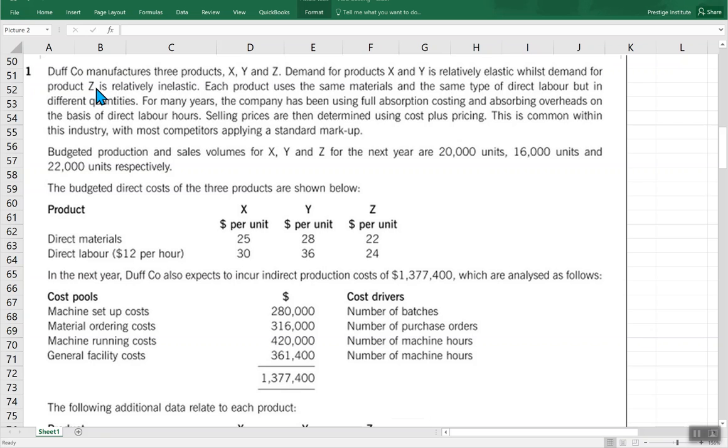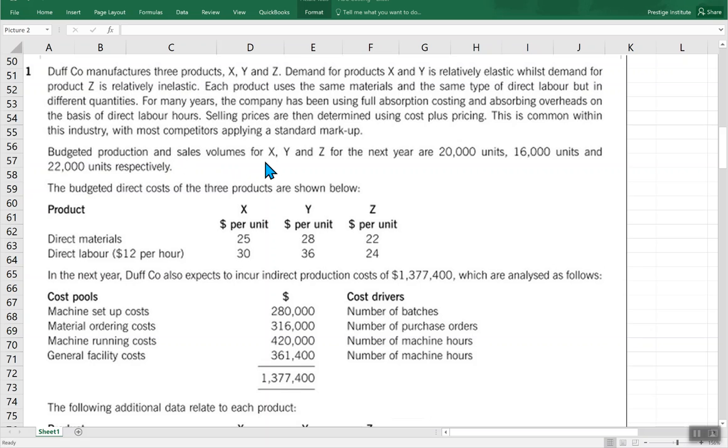Each product uses the same material and the same type of direct labor, but in different quantities. For many years, the company has been using full absorption costing and absorbing overheads on the basis of labor hours. Selling prices are then determined using cost plus pricing. Okay, currently they are using cost plus pricing, which means finding the cost of the product and then adding a profit margin to it to find the selling price. This is common within the industry, with most competitors applying a standard markup. Remember, markup is a profit added on cost.